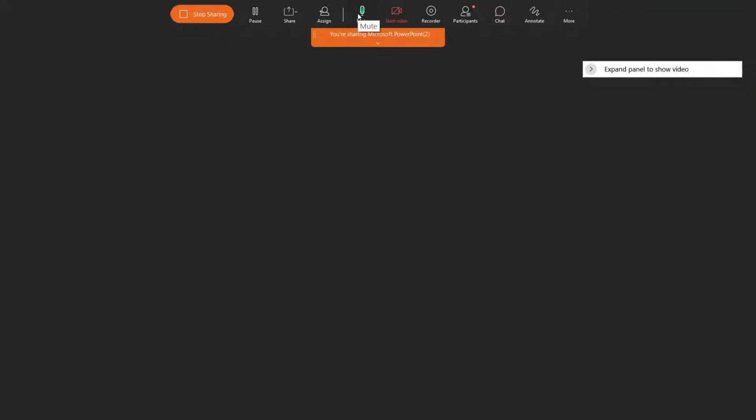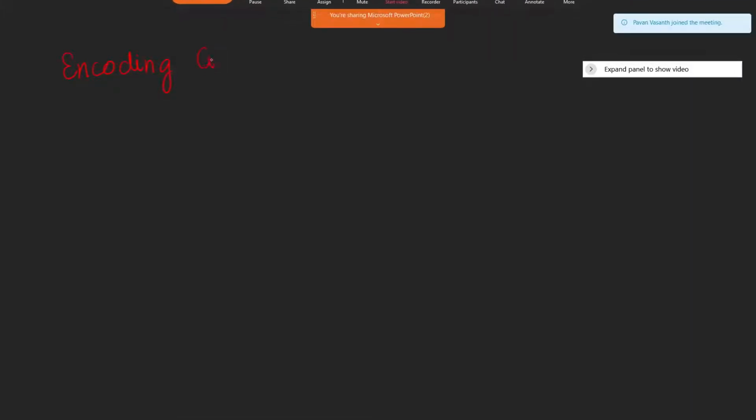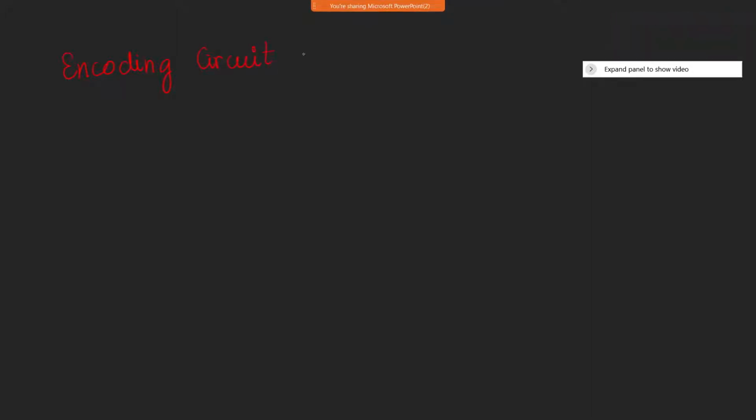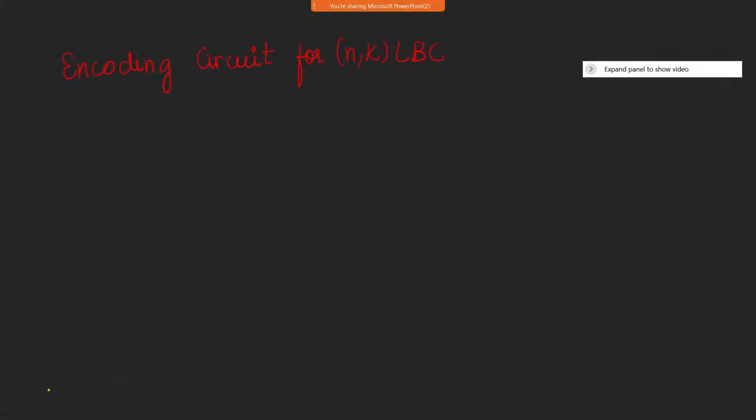So in the previous class, we were discussing the encoding circuit for an (n, k) linear block code, where we made use of linear feedback shift registers, or the linear shift register, in order to express the given redundant bits, which is realized by applying the logic on the already available k bits of information.